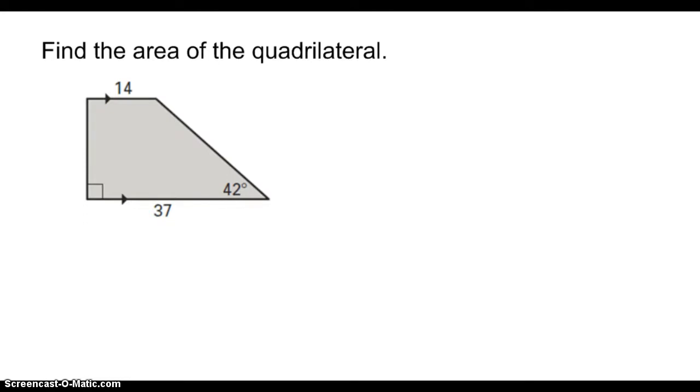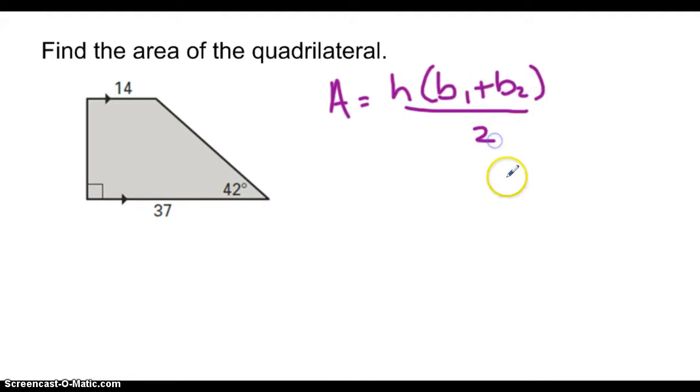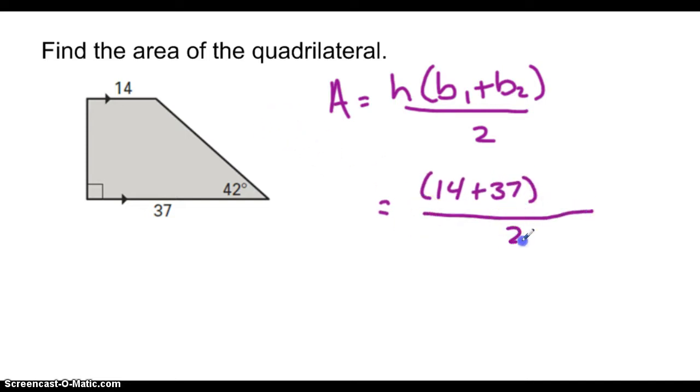We went through the derivation of the area formula of a trapezoid. So let's just recall that the area of a trapezoid is height times the sum of the bases, and then we divide by 2. If we look at what we already know, base 1 is 14, and base 2 is 37. What we do not know is the height, so we have to find the height in order to solve.